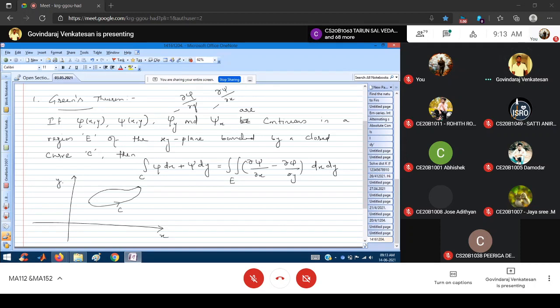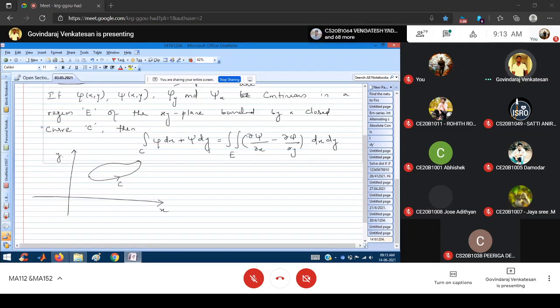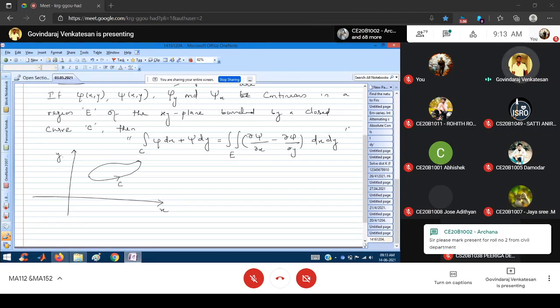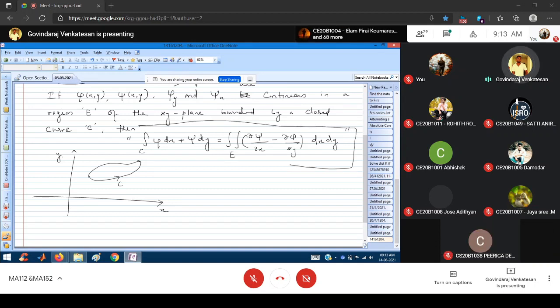Okay, this is the statement of Green's theorem. You have to remember this one. The integral over C of phi dx plus psi dy is equal to the double integral of dou psi by dou x minus dou phi by dou y into dx dy. So the geometrical meaning is that the value of the line integral is exactly equal to the surface integral.